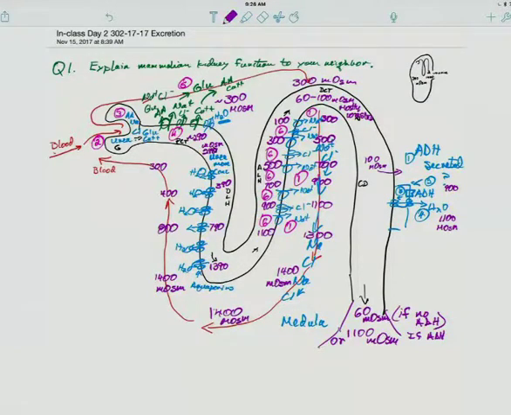So one of the homework questions: what would happen if we clamped the blood vessel right here? How would that change the whole thing? Tell your neighbor, we clamp the blood vessel right there. How does this change?